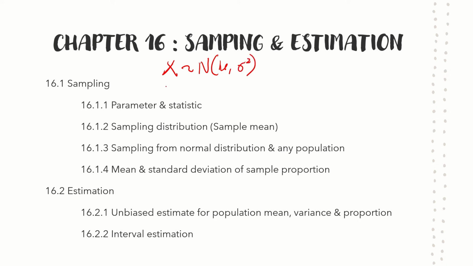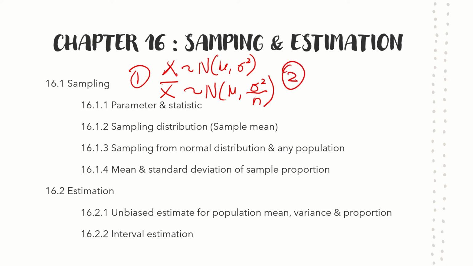Then your sampling distribution must be normally distributed also, with mu and sigma squared divided by sample size. This is the first situation you have to know. I repeat, if X is normally distributed with mean mu and variance sigma squared, then the sample mean will also be normally distributed with mu and sigma squared variance divided by sample size.